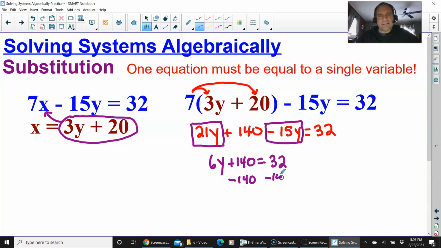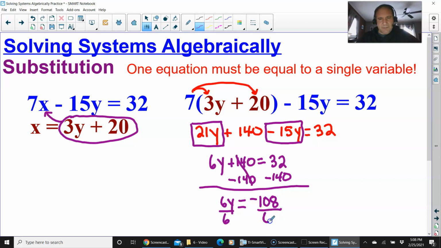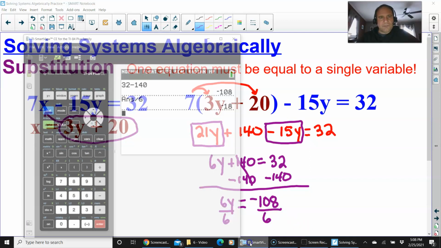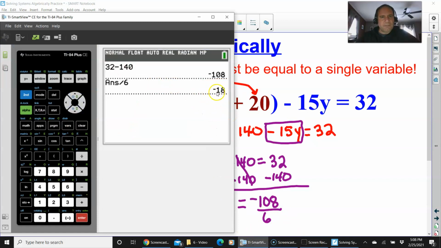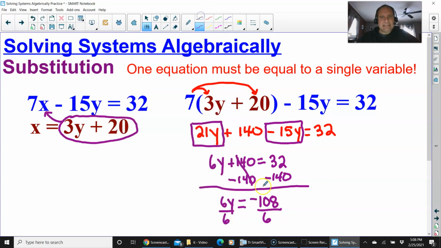You're starting to isolate that variable, and we are going to cancel. This 6y comes down, equals negative 108. And then you divide by 6, and just remember, use your calculator, divide by 6, you get negative 18 as an answer. This cancels, y equals negative 18.